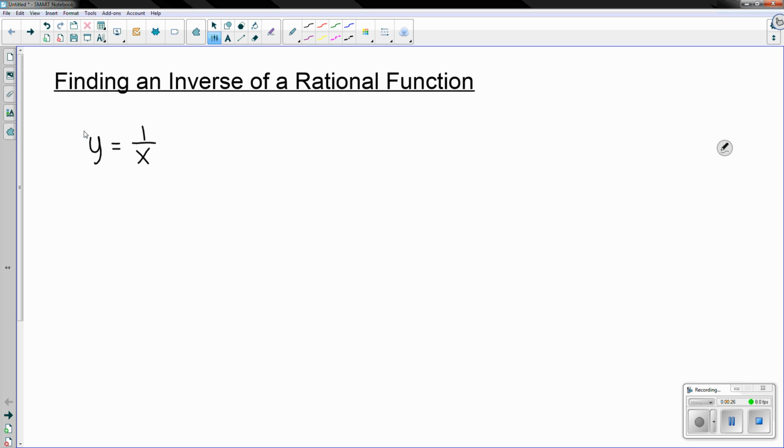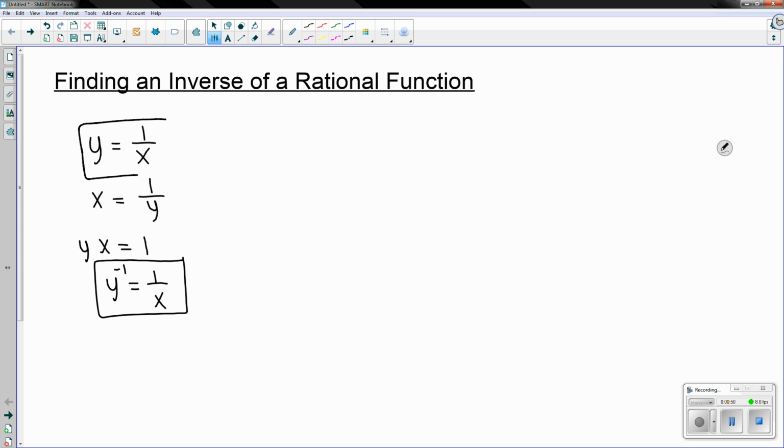So wherever I have a y, I'm going to put an x. Wherever I have an x, I'm going to put a y. Then we are going to resolve for y. So we'll multiply both sides by y, and then divide by x. We'll note that this function is an inverse by incorporating that little -1 in the exponent position. And what we notice here is that the inverse of the parent function is itself. So the inverse of 1 over x is 1 over x.